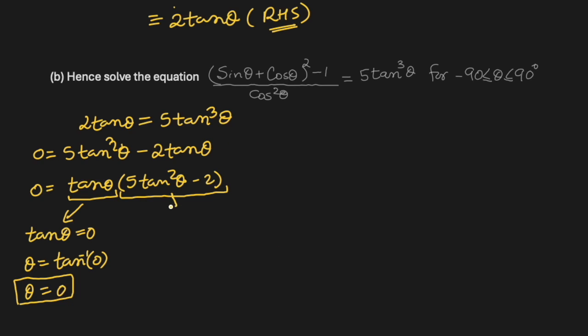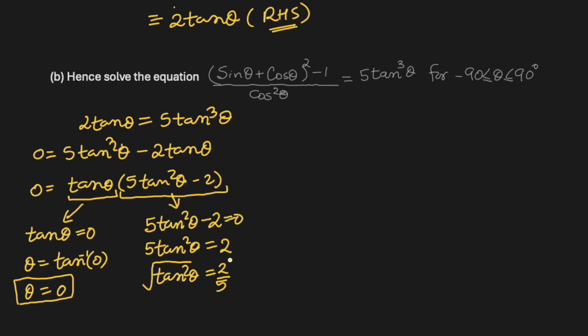Alright, second one, this one is 5 tan square theta minus 2 equal to 0. 5 tan square theta equal to 2. Tan square theta equal to 2 over 5. And now we will square root both sides to get rid of the square. For that we have to put plus and minus here. So square and square cancel. So tan theta equal to plus and minus square root 2 over 5, 0.4 we can write here. Right? Now let's focus on the positive part first.